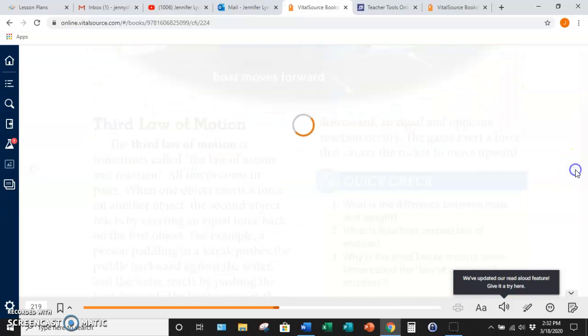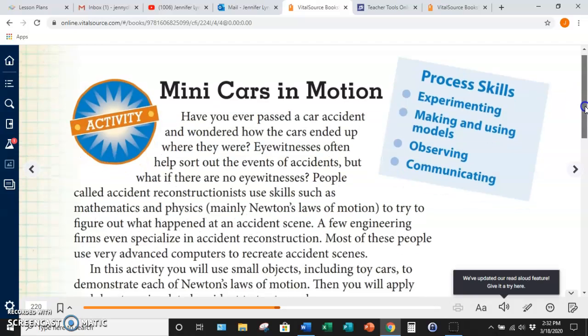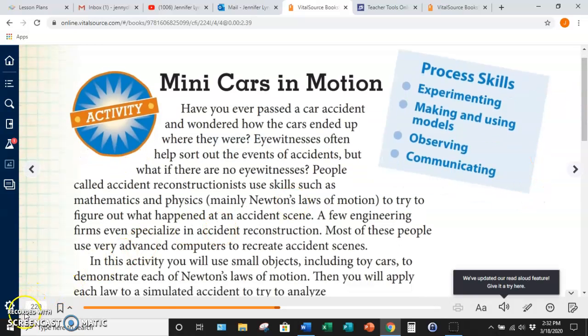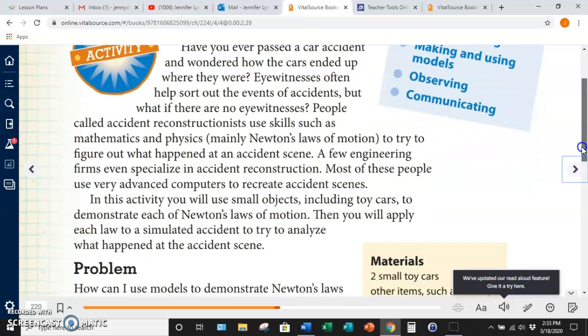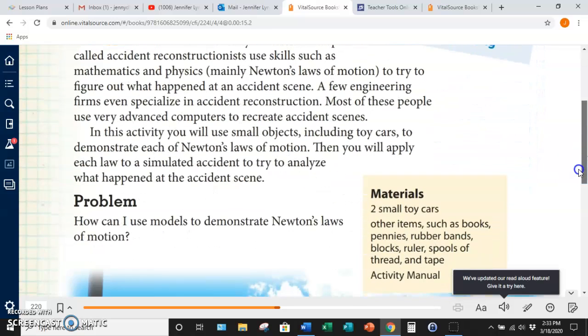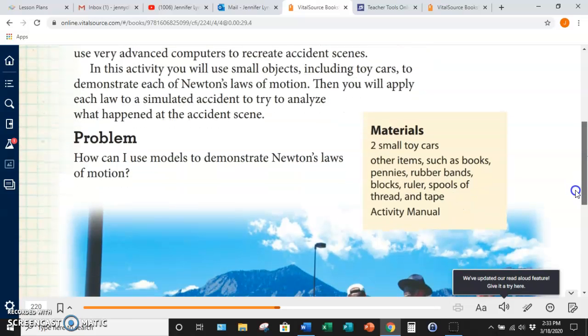I'm going to really quickly look at this next thing. You're going to have a paper coming to you that says cars in motion activity, that's in the stuff that I sent your parents. And this is what you're doing with it. I want you to use cars to demonstrate the laws of motion. You can find some toy cars around your house, and then you can use anything else around your house to make the first law, second law, and third law. And basically you're drawing a picture of what is going to happen.